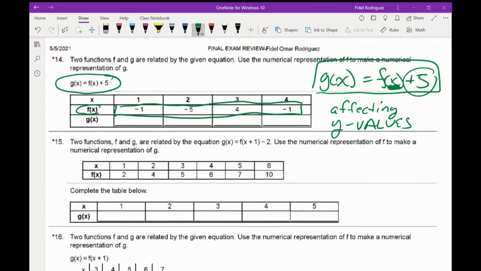And what I'm going to do with each, notice what it says. It says we're going to take these values of f of x and we're going to add 5. So I'm going to go plus 5, plus 5, plus 5, plus 5. So negative 1 plus 5 is going to give me 4. Negative 5 plus 5 is going to give me 0. 4 plus 5 will give me 9. And negative 1 plus 5 will give me 4, right? So I'm going to have 4, 0, 9, and 4.